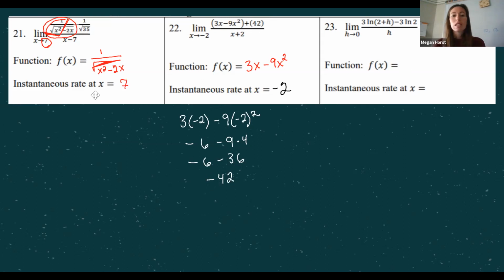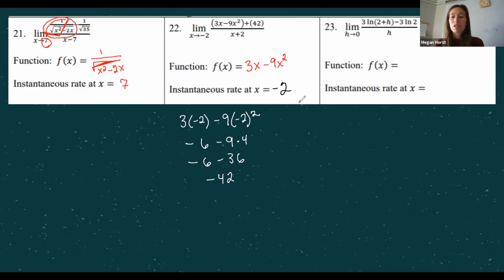All right, last but not least, we have the limit as h goes to 0. Our function is 3 times the natural log of 2 plus some h. Notice the limit as h goes to 0 of 3 ln(2 plus h), subtract 3 ln 2, all over h. So notice this isn't the alternate form of the derivative, this is the actual form of the derivative.